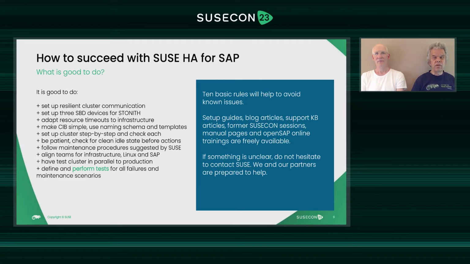Then you need to have a team which is looking at your infrastructure, Linux and SAP. If you have different teams for that, please align them. Have a methodology for how they communicate. For example, if the infrastructure team takes down the network because they have a change request for that, but does not inform the Linux cluster team and the SAP Basis team, then we will not be successful in your company.